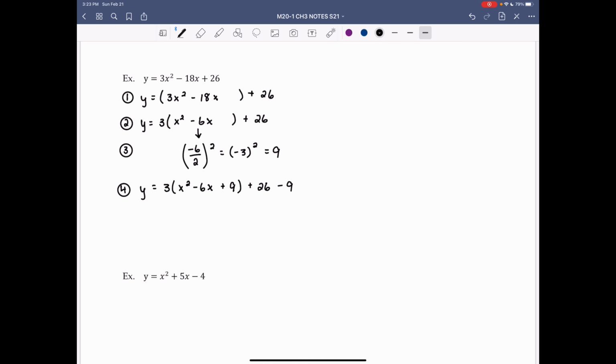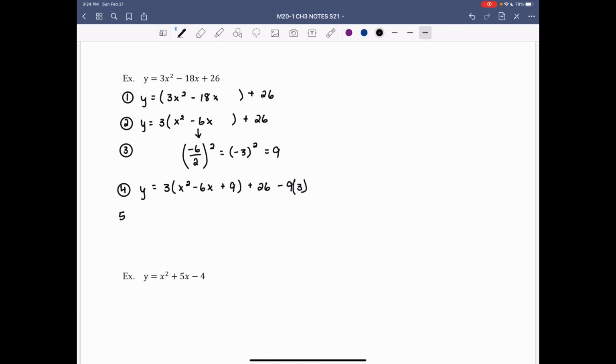Subtract it outside the brackets, but because we had a number in front of x squared that we factored out in step 2, we have to make sure we multiply that to the negative 9. So times 3. The reason is because when we look at what we've added here, we added 9, but there's a 3 in front of the bracket. So that means distributive property, 3 times each of those terms. So we're actually adding 3 times 9. So when we subtract, we need to subtract 3 times 9 as well.